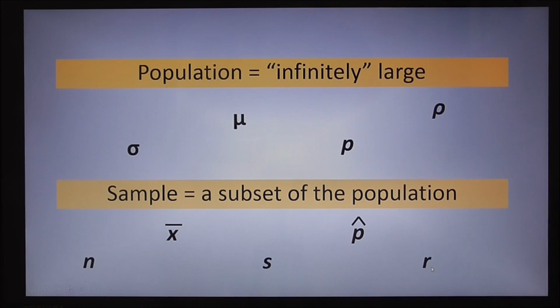Also, last but not least, when we get to linear regression, we'll talk about R, which is the correlation coefficient, and that is a sample correlation coefficient, and it's a good estimate of rho, the population correlation coefficient. I don't think in the class we really talk about rho very much, other than just mentioning that it exists. Anyway, that's just a real brief synopsis of what's going on with populations and samples.